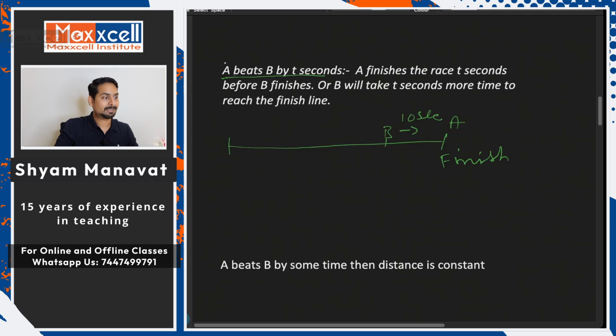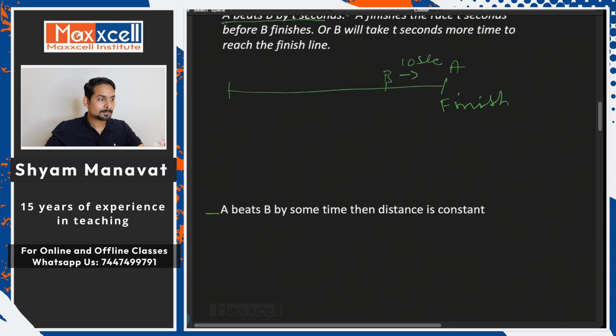In that case, we have to say the distance is same. Distance covered by A and distance covered by B is same. So if A beats B by some time, then distance is constant. That's what we can say. Okay, A beats B by some time, then we say distance is constant. In that case, we will apply what? S1 by S2 equals, since distance is constant, T2 by T1, right?